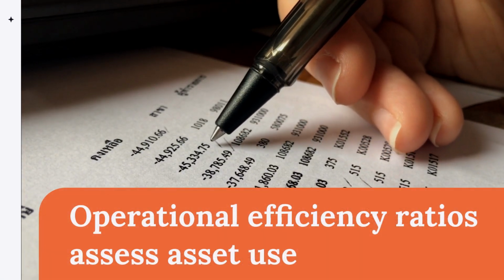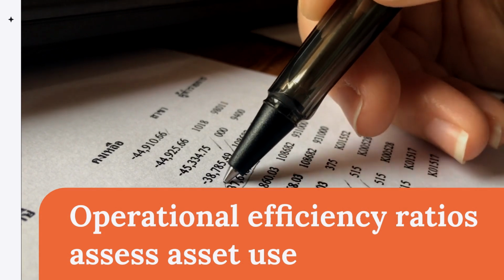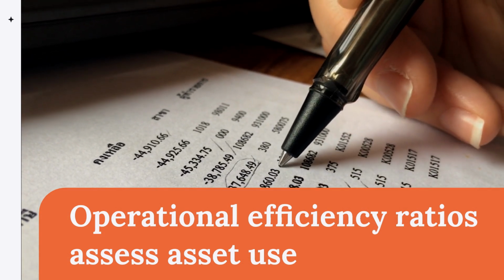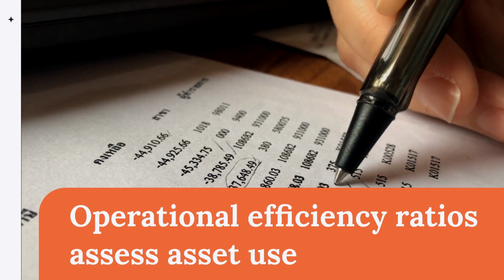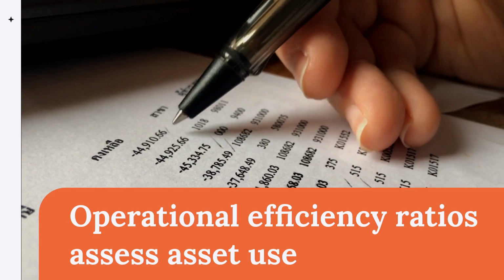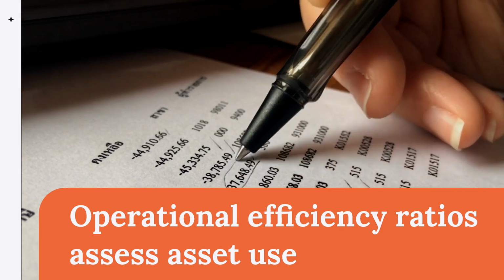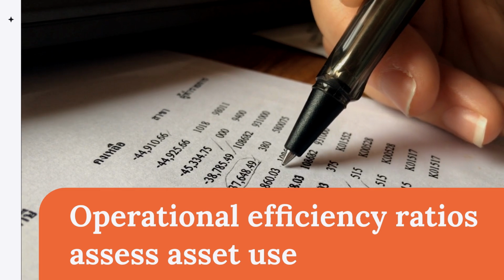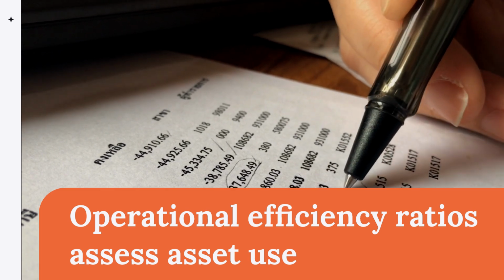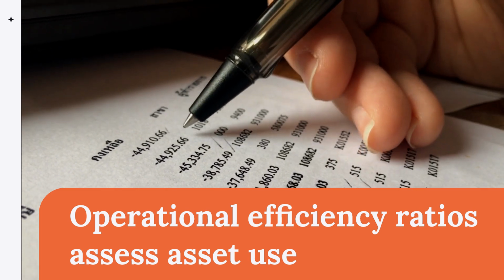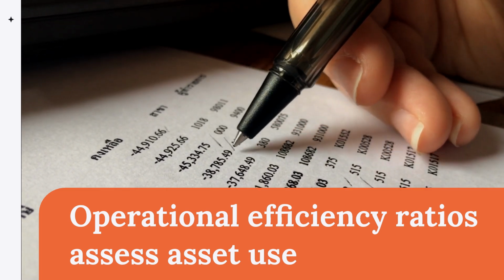Efficiency ratios evaluate how well a company uses its assets. Inventory turnover measures how quickly inventory is sold. Accounts receivable turnover assesses credit sales collection. Asset turnover evaluates revenue generation from assets. These ratios indicate operational efficiency.